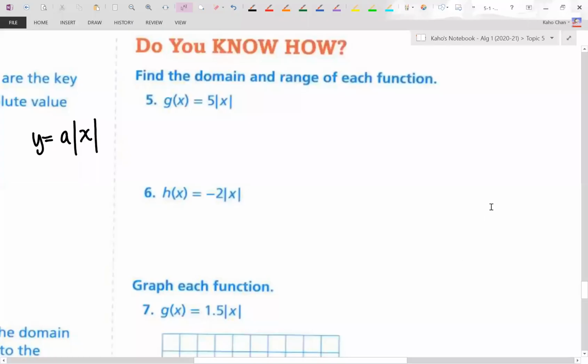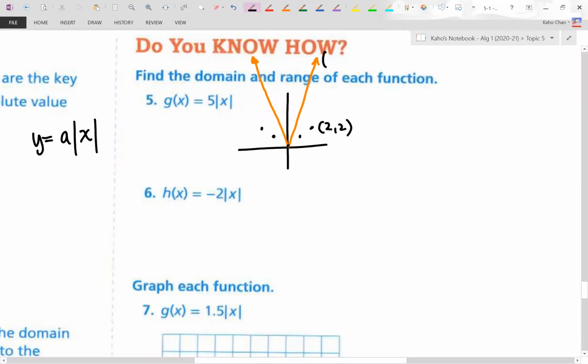So let's go back to our notes here. Do a quick paragraph. And the 5 stretches it way out there by 5. My point at 2, 2 from the parent graph goes to 2, 10, right? 2 times 5 is 10. So it's interesting they want us to do the domain and range. No big deal. The domain happens to be the same, all real numbers, and the range is still above the x-axis. My y values are all positive or 0. There it is. Great.